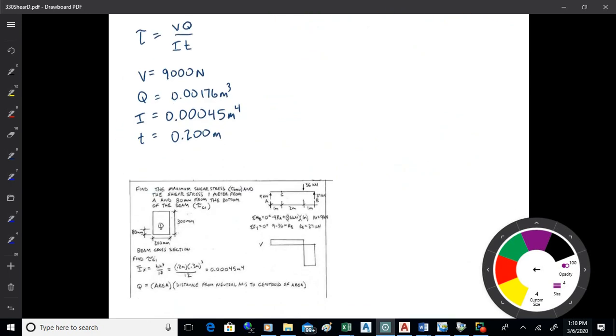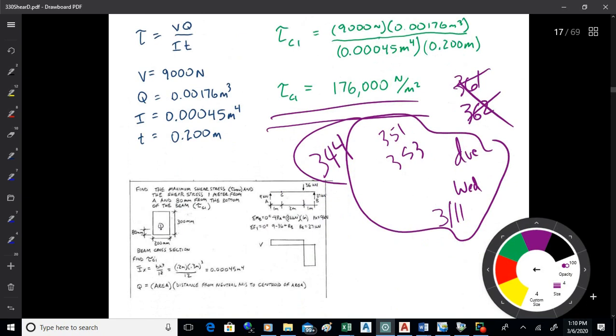So we got everything, so that's how I think about running these formulas. I just look at the formula, figure out each one of the terms in the formula, and you just plug them in. What you would get for the shear stress there is 9,000 times 0.00176, divided by I, which is 0.00045, and divided by T, 0.2. And that comes out to be 176,000 newtons per meter squared. So that's the shear stress at that particular point. So that's how you do that. That's how you find the shear stress.